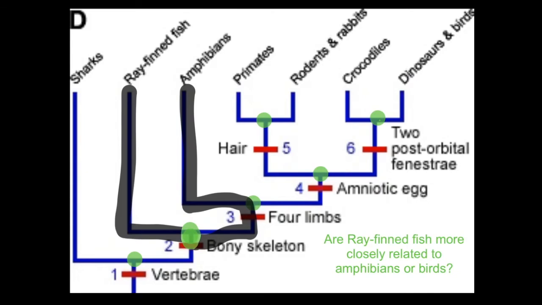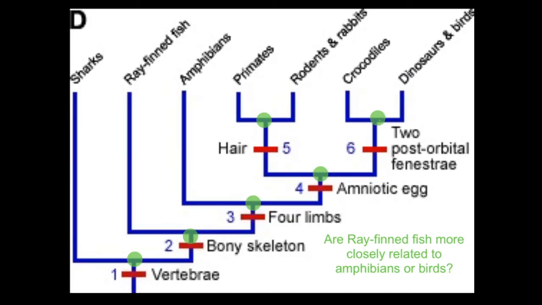Now let's trace back birds and see how it's related. So we see that birds also share the same common ancestor as ray-finned fish and amphibians. What this means is that ray-finned fish are equally related to both amphibians and birds. Let's look at one last question.